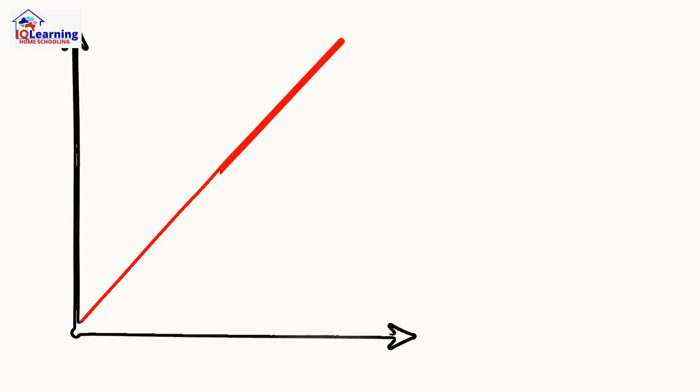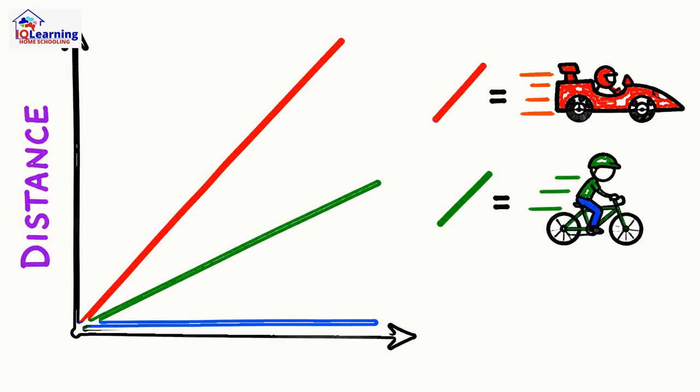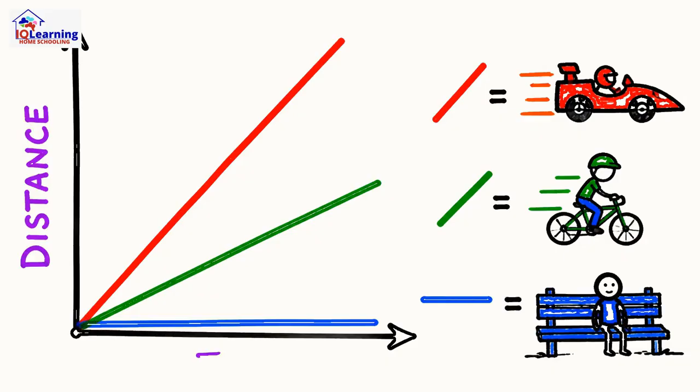A distance-time graph is simple. Its slope tells you the speed. A flat line means you're stopped. A straight sloped line means steady speed.